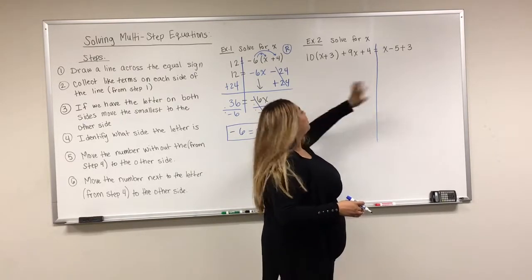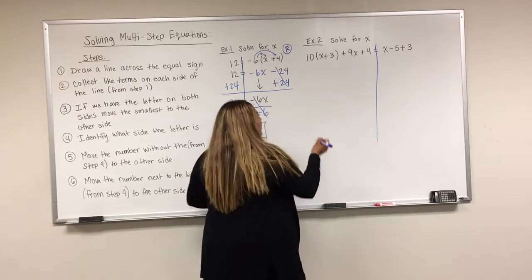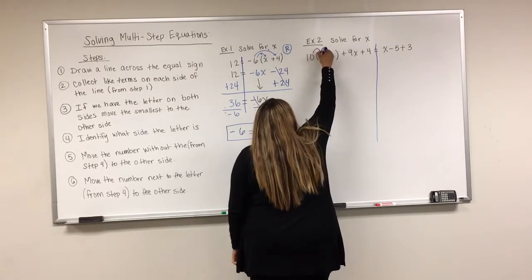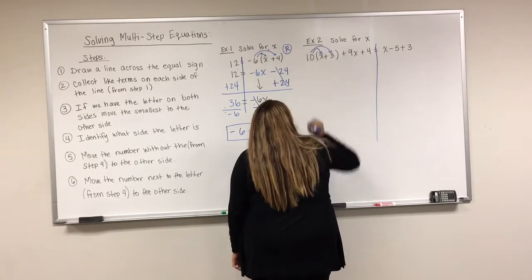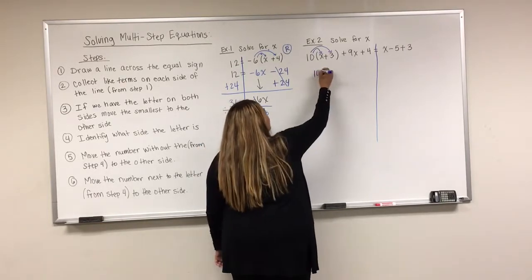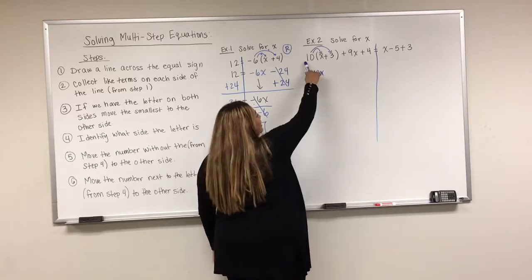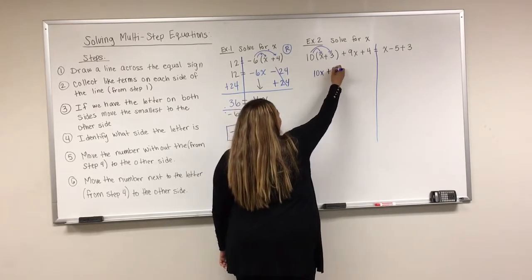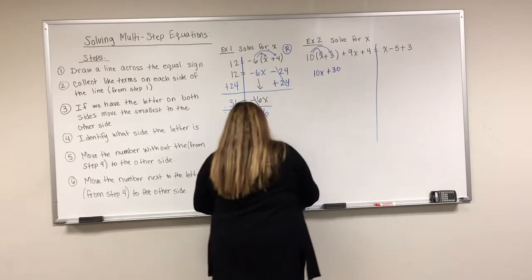I always like to start from left to right. Doesn't matter where I want to start. So first thing that we're going to do is parentheses, multiply these out. 10x means 10 times x, which is 10x. 10 times 3 will be 30. Everything else, I'm just going to drop it down.